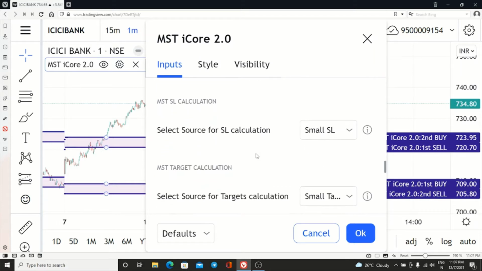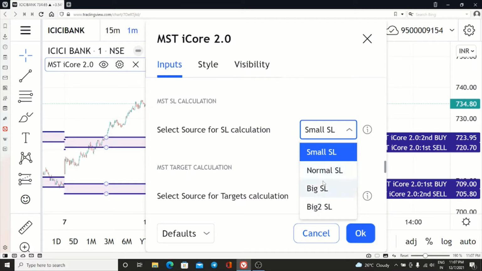The next part is SL calculation. Here we have given 4 types of SL calculation. If the script you are trading is more than 5 digit, you can keep small SL. More than 5 digit or 4 digit, you can use small SL. If it is 3 digit, you can use normal SL. If it is 2 digit, you can use big SL. And if the instrument is having no movement, like currency will not have that much movement, you can keep big SL.